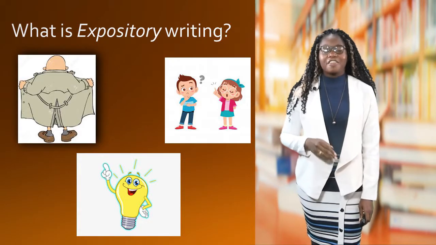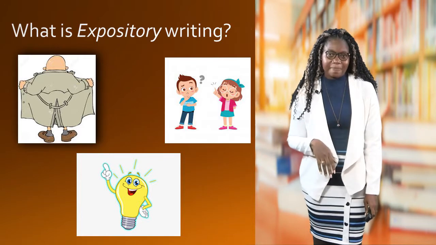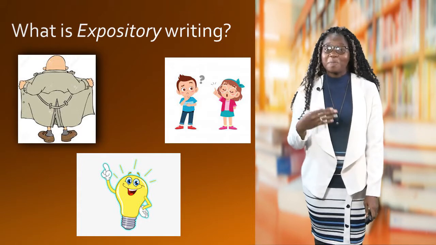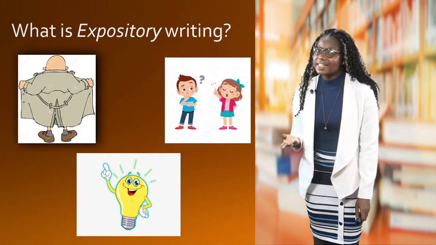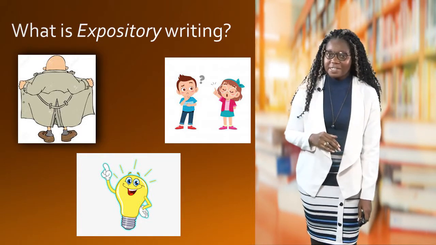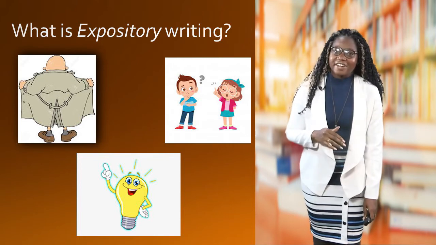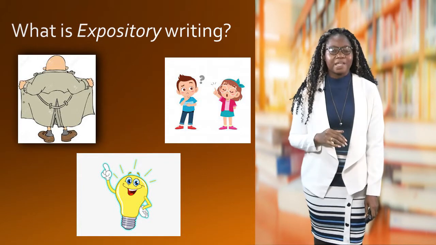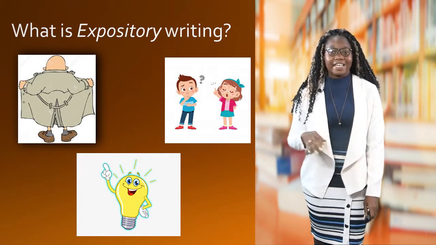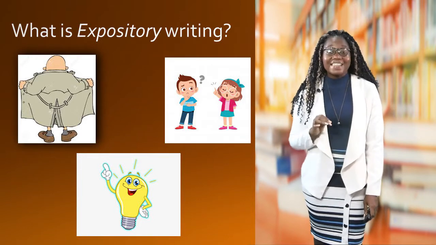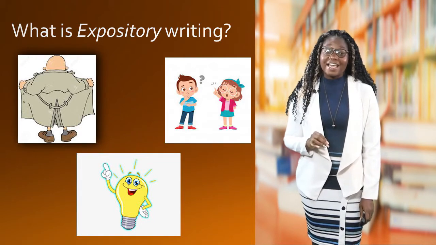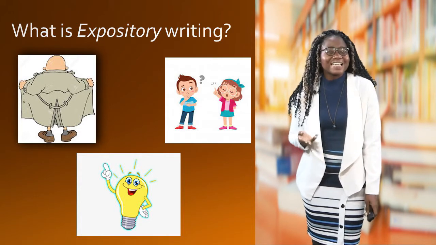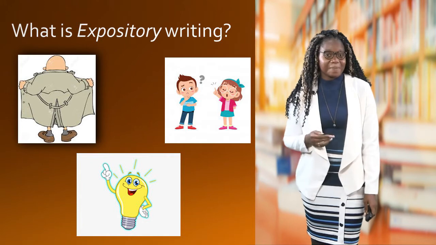So in English, there are various kinds of writing. There is letter writing, and with letters, we write letters of apologies, letters requesting, maybe a business letter, and so forth. There is narrative writing, or what we call story writing. There is poetic writing. There are various forms of writing as you go along. But in this lesson, we want to look at expository writing. So what is expository writing?